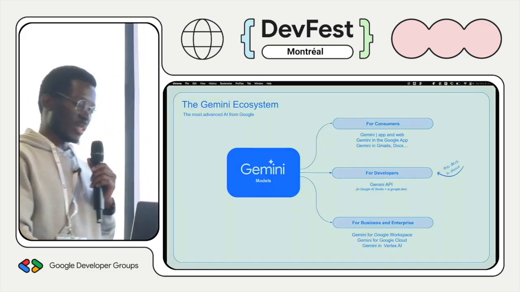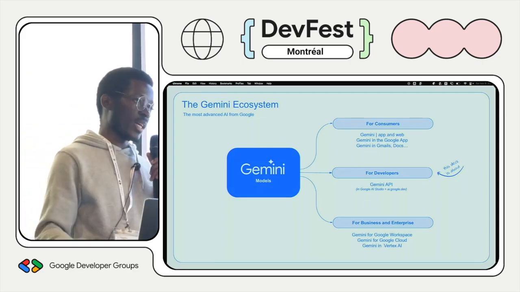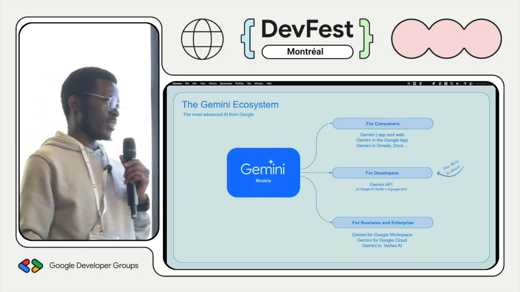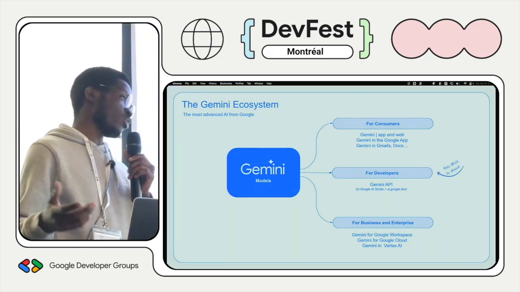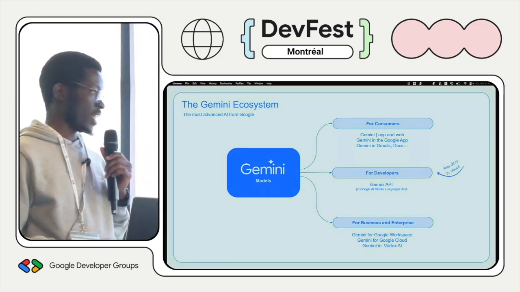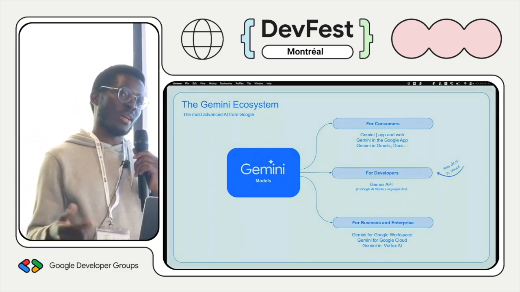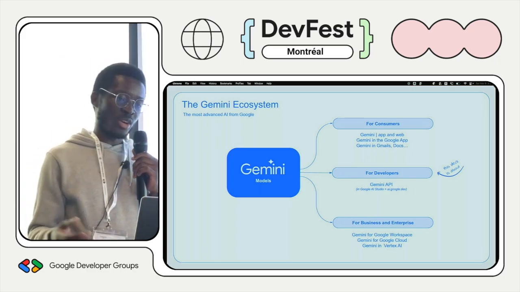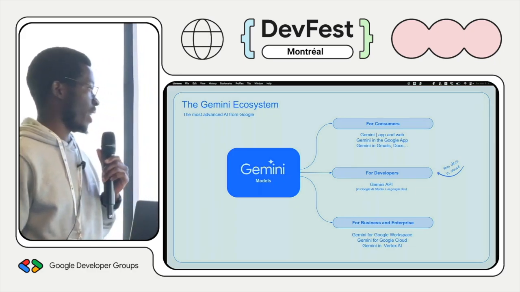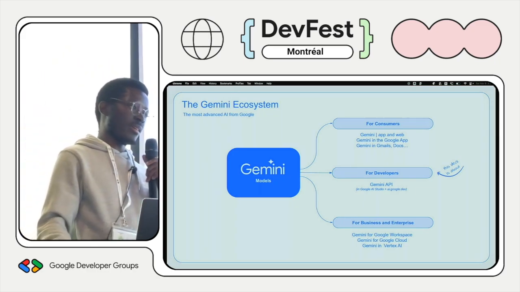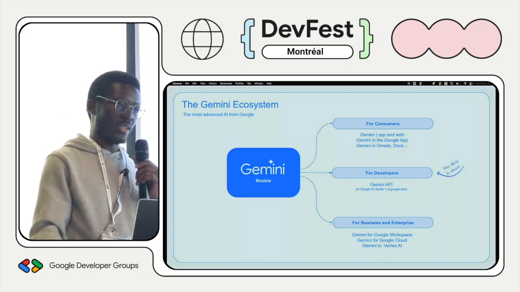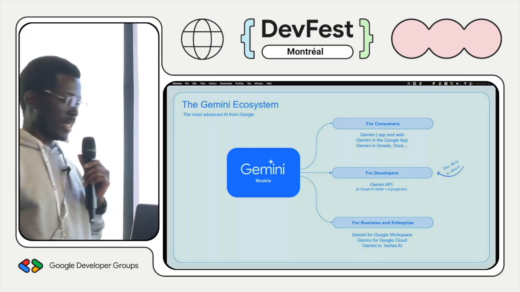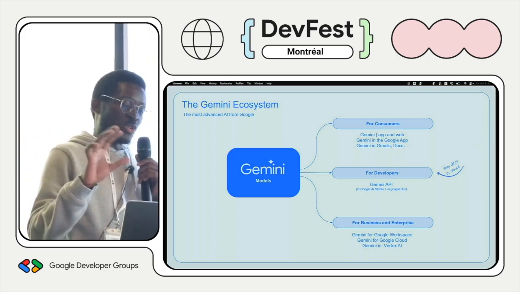The Gemini ecosystem is divided into three categories. There is Gemini for consumer, which is something that we are already used to. For example, right now when you're using Gmail or any kind of Google application, there is a lot of AI out there. You can use Gmail to summarize what has been sent to you by email, or you can use Google Docs to proofread the document that you are writing. That's the consumer part.